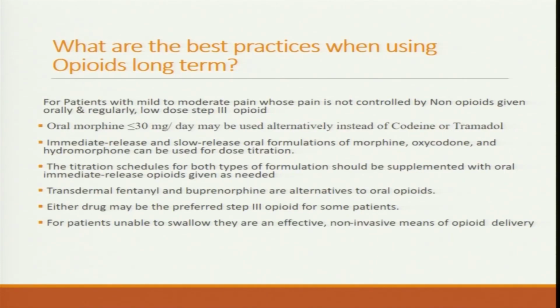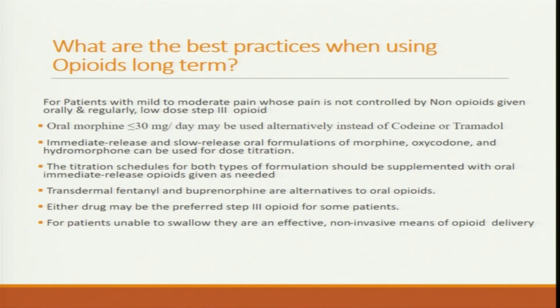So, whenever you are using opioids for the long term, for many months or even years, many of our patients are on morphine or other opioids for 1 year, 1.5 years. So, what are the best practices? For patients with mild to moderate pain whose pain is not controlled by non-opioids given orally and regularly, low dose step 3 opioids should be started. So, oral morphine less than 30 milligram per day may be used alternatively instead of codeine or tramadol.